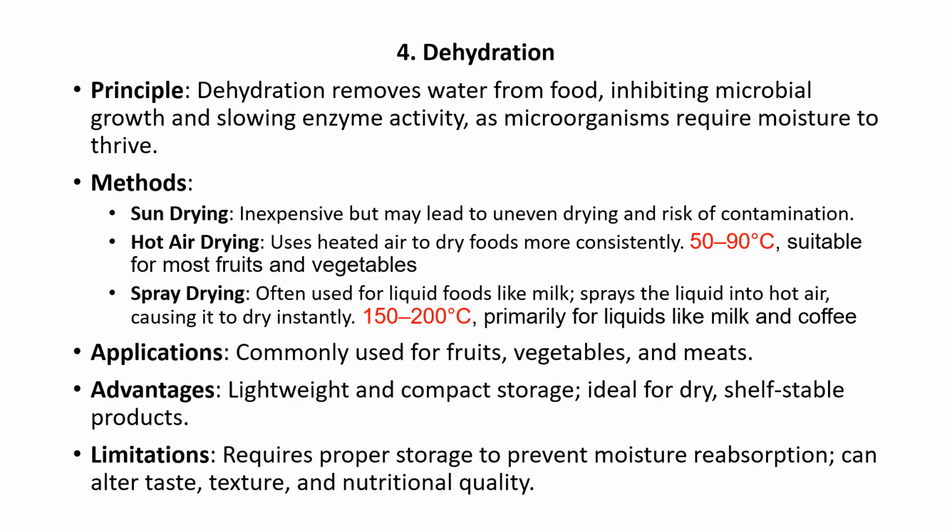Next process is dehydration. The principle here is that dehydration removes water. From the name itself, we can understand that it removes water from the food, inhibiting microbial growth and slowing enzyme activity, as microbes require moisture to thrive. The methods involve sun drying, hot air drying and spray drying. Sun drying is inexpensive, but may lead to uneven drying and a risk of contamination.